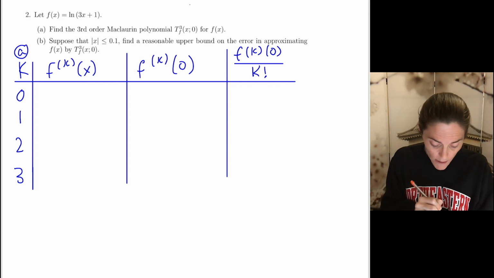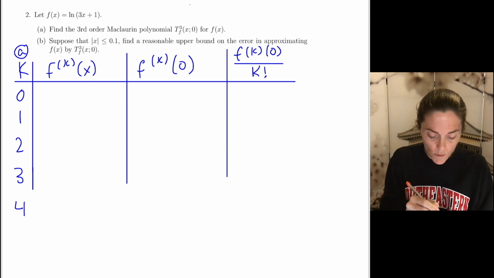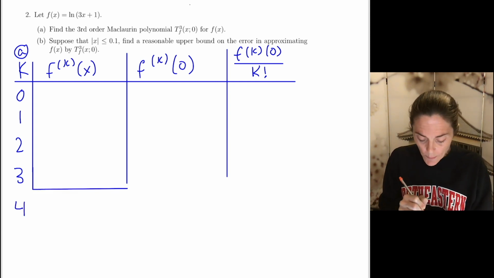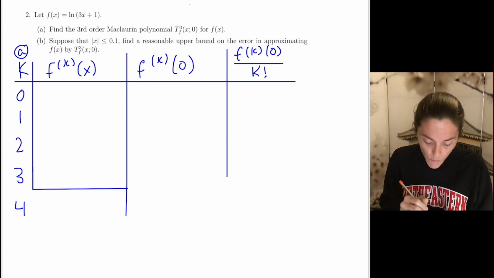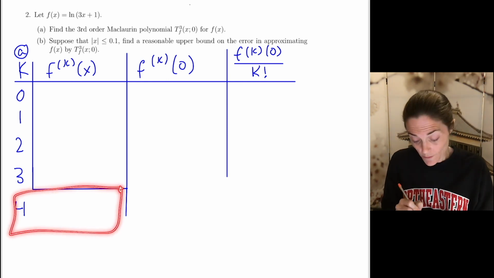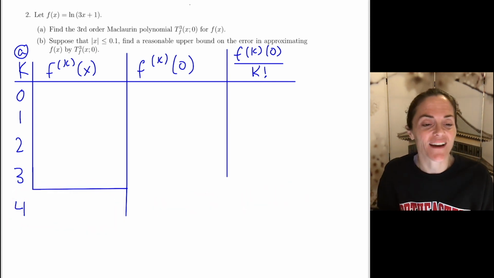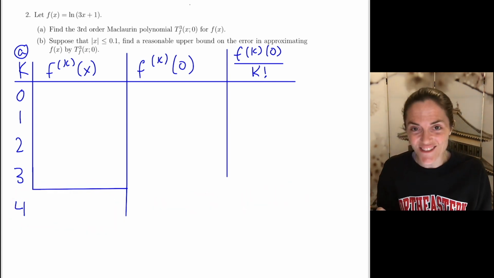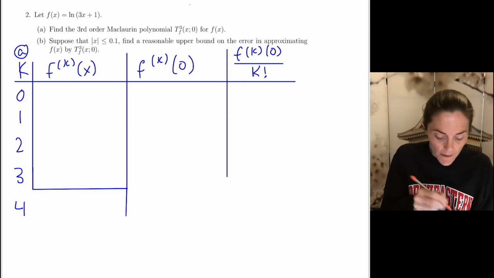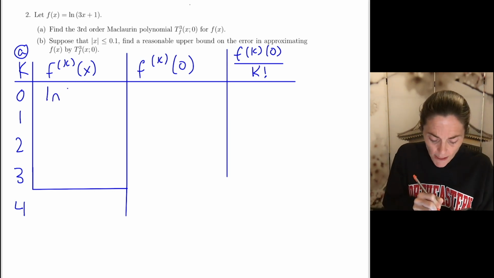And so I might as well go ahead and compute the fourth derivative. But this one I'll just use in part B. So I don't need to evaluate at the center, and I don't need to evaluate the center divided by k factorial. I'll just go ahead and calculate this derivative. Okay, well, my original function is ln(3x + 1).